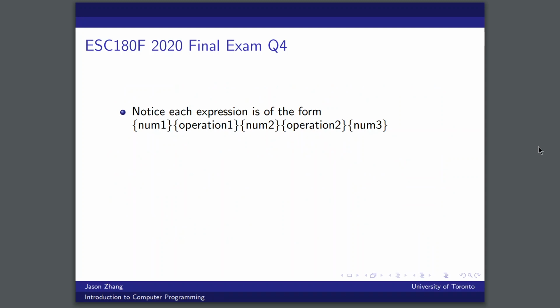First of all, we should notice that if we have just three numbers, each expression should have the form num1, operation 1, num2, operation 2, num3. We can't really get anything else. num1, num2, num3 are just numbers given in the list nums. And operation 1 and operation 2 are arithmetic operations, which include addition, subtraction, multiplication, division.